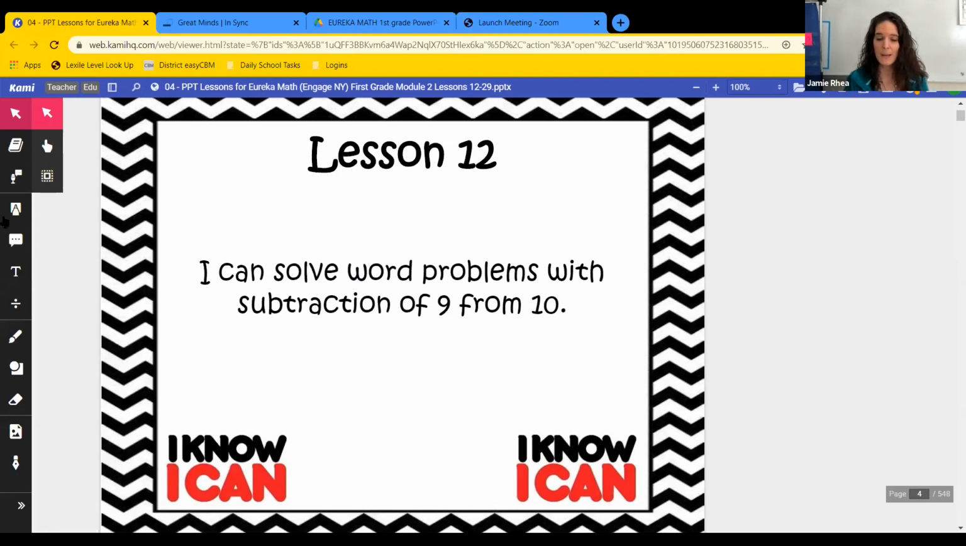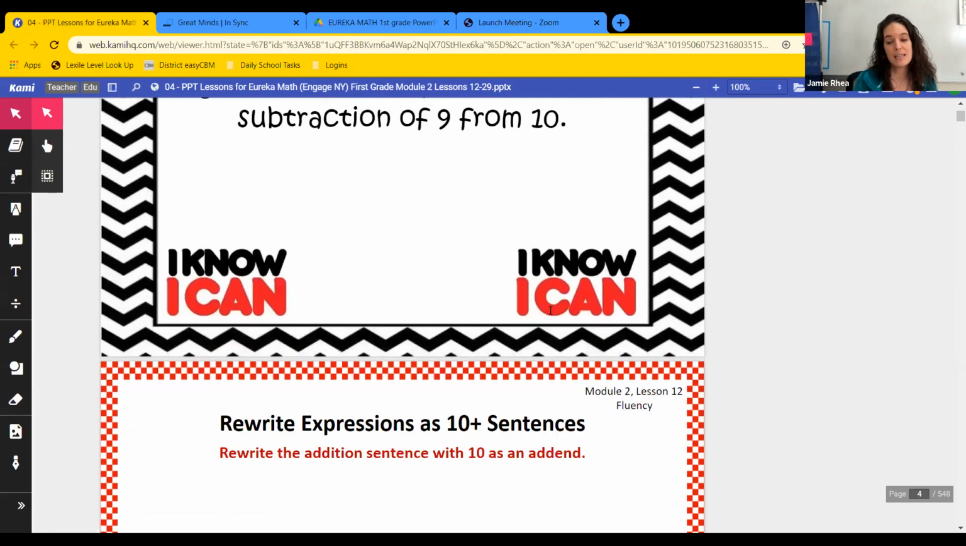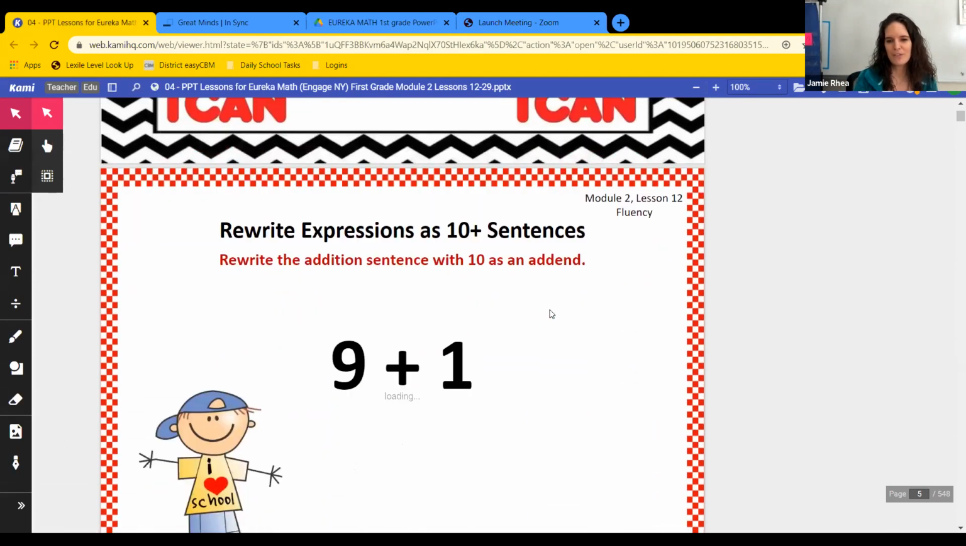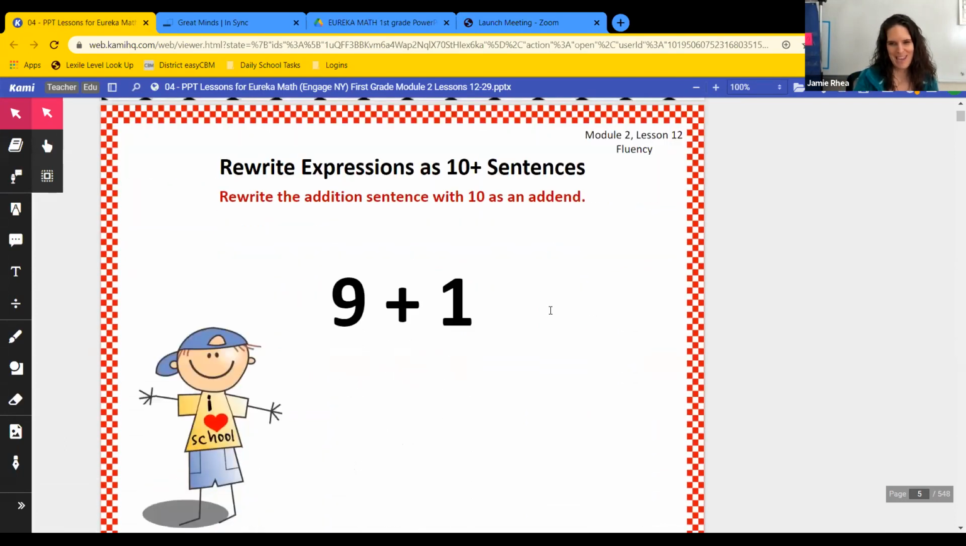So let's get our brains warmed up. You don't have fluency today in your Google Classroom, but we have fluency here with me, okay? It says rewrite expressions as 10 plus sentences. Rewrite the addition sentence with 10 as an addend. You don't have to write this down. We're going to say them out loud. So if I have 9 plus 1 and I want to make it a 10 plus sentence, how could I do that? I would make this into 10, and 10 plus 0 equals 10.